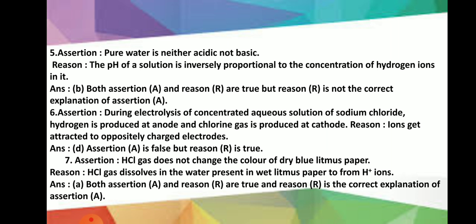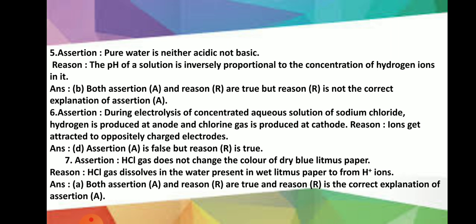Okay, next. Assumption: during electrolysis of concentrated aqueous solution of sodium chloride, hydrogen is produced at anode and chlorine gas is produced at cathode. That's wrong. Reason: ions are attracted to oppositely charged electrodes. That is correct. You know that hydrogen is positive and moves towards the negative electrode, that is cathode. Here it is given anode, that itself is wrong. So the statement is wrong. Assumption is wrong, false, and reason is correct.